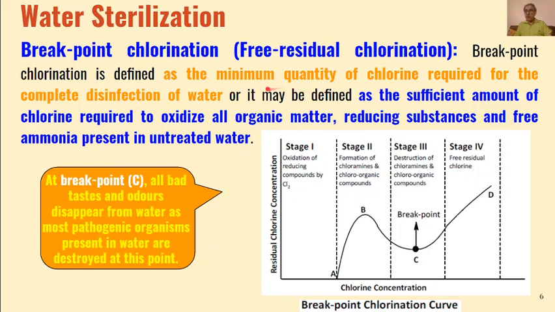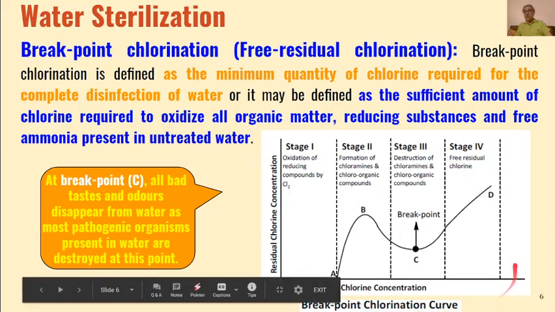So if a quantity more than this is present in the sample, that is the excess chlorine, or free residual chlorine. And the second definition is the sufficient amount of chlorine required to oxidize all organic matter, reducing substances, and free ammonia present in the untreated water. So this is also the breakpoint chlorination. So this is the breakpoint chlorination curve.